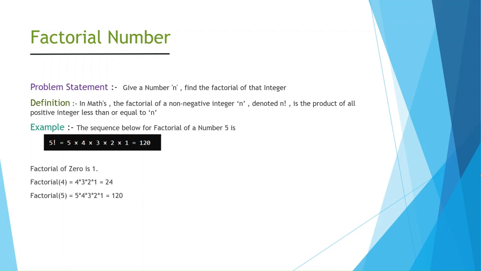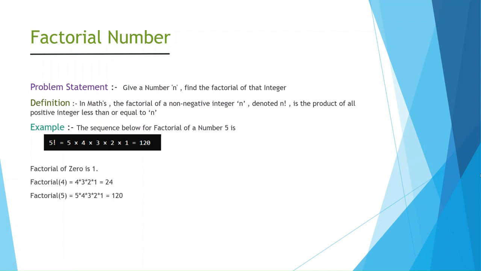First of all, we are taking the example of what a factorial number is. By definition, the factorial of a non-negative integer n, denoted n!, is the product of all positive integers less than or equal to n. As you can see in the sequence below, the factorial of 5 is 120. 5! equals 5 into 4 into 3 into 2 into 1, which equals 120.